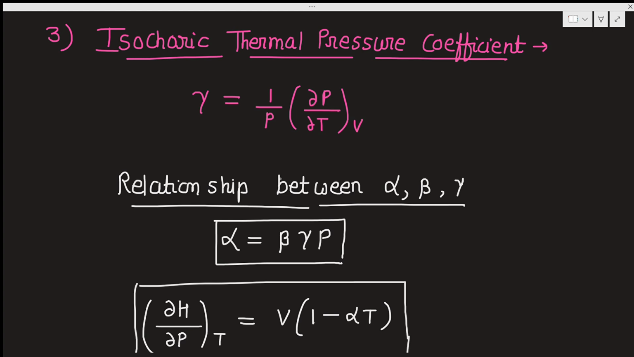Now there is a relationship between alpha, beta and gamma that you must learn, that is alpha is equal to beta gamma P. One more thing, del H upon del P at constant T is equal to V times 1 minus alpha T. This relationship shows the relationship of alpha, beta and gamma with the equation of state.